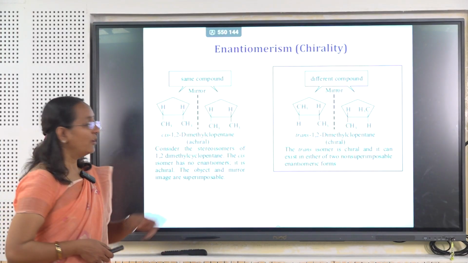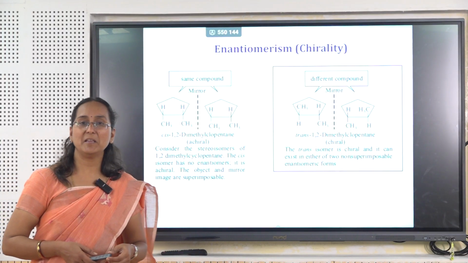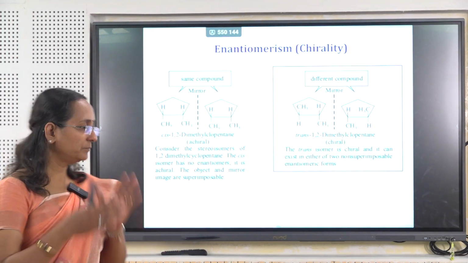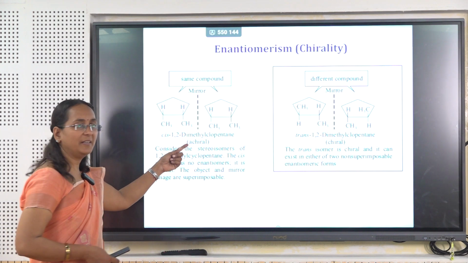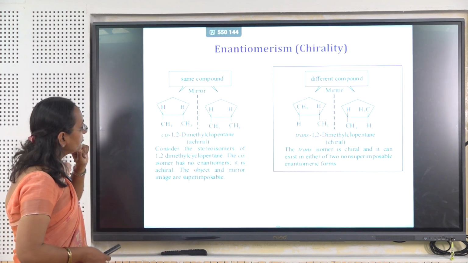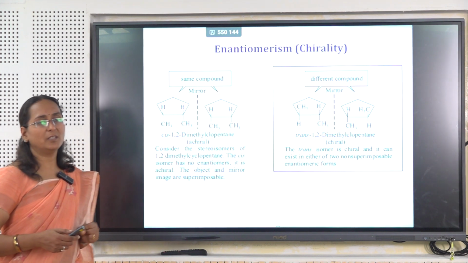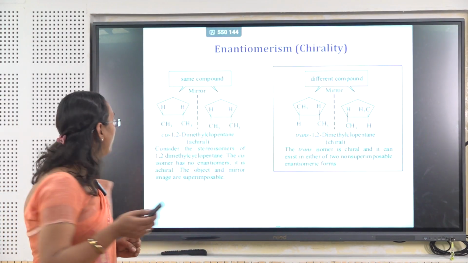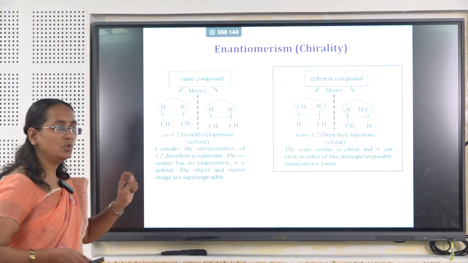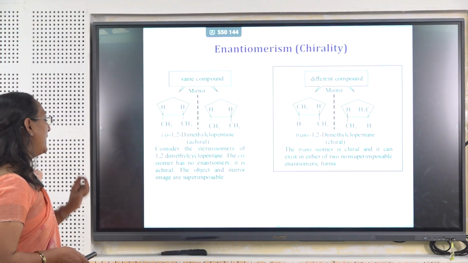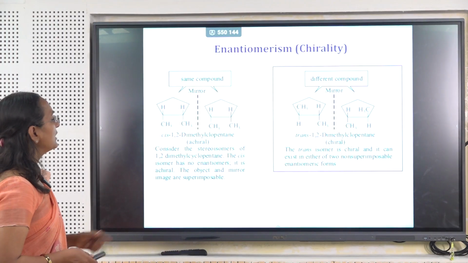Why is it achiral? You can see easily that a plane of symmetry is present in this compound, which shows that it is an achiral type of compound. When we speak about the stereoisomers of 1,2-dimethylcyclopentane, in the cis isomer there are no enantiomers, it is achiral. The object and mirror image are superimposable.